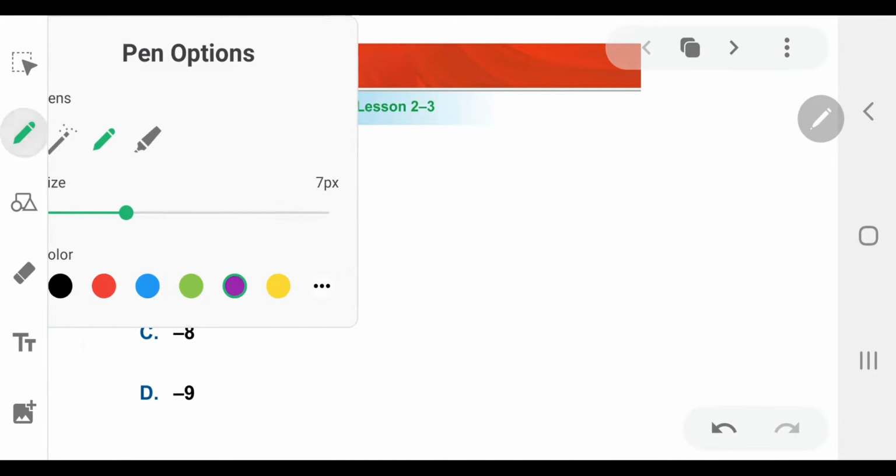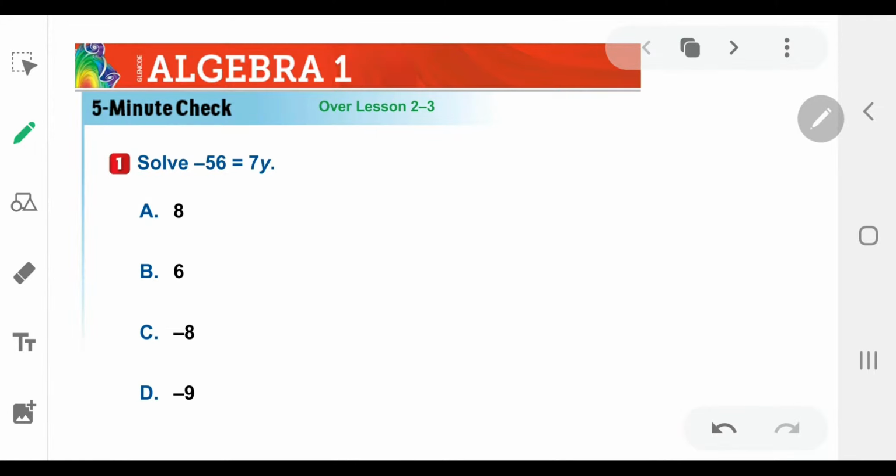What do we have here? We have negative 56 is equal to 7y. It's a one-step equation, as I said earlier. To undo multiplication by 7, you can only divide here by 7. Negative 56 divided by 7 is negative 8. So y would be equal to negative 8.